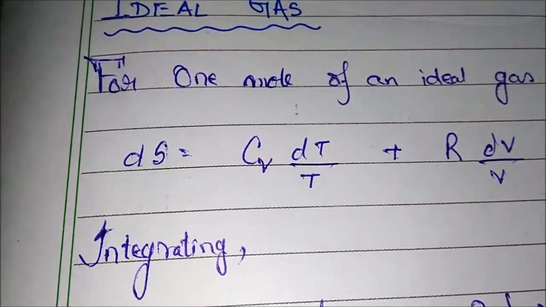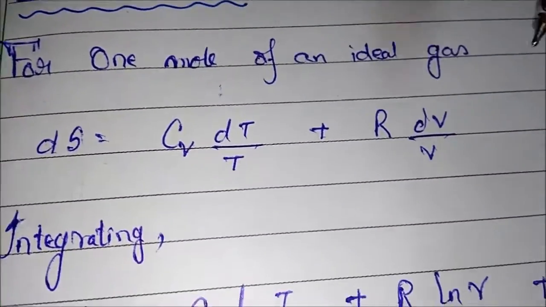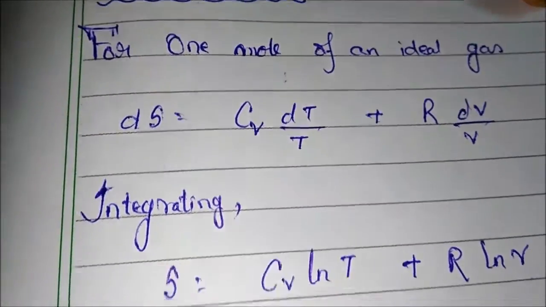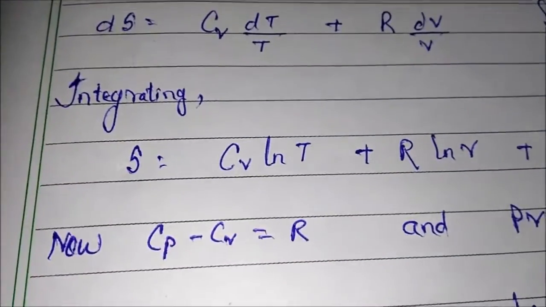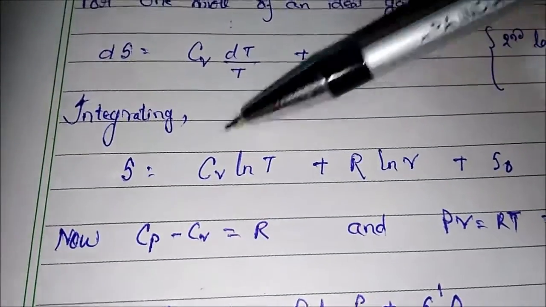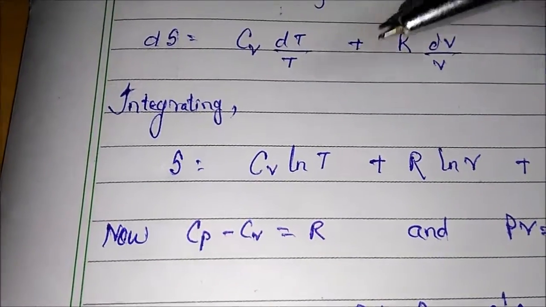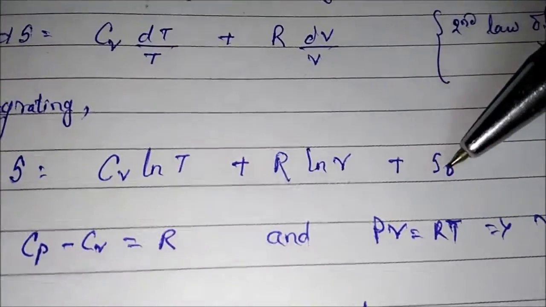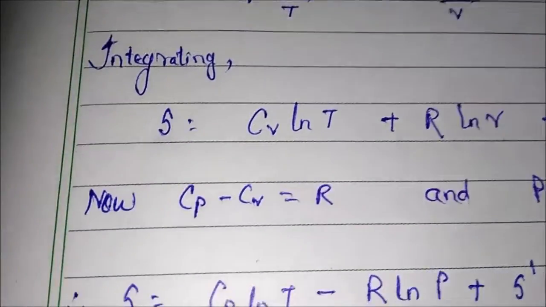Cv is the specific heat at constant volume, dT by T is the change with respect to time, R is the universal gas constant, dV by V is the change of volume. Alright, let's move on then. Now integrating the above equation, we get S is equal to Cv, specific heat at constant volume, ln T plus R ln V plus S0. This S0 is nothing but a constant of integration. Okay, now let's move on.